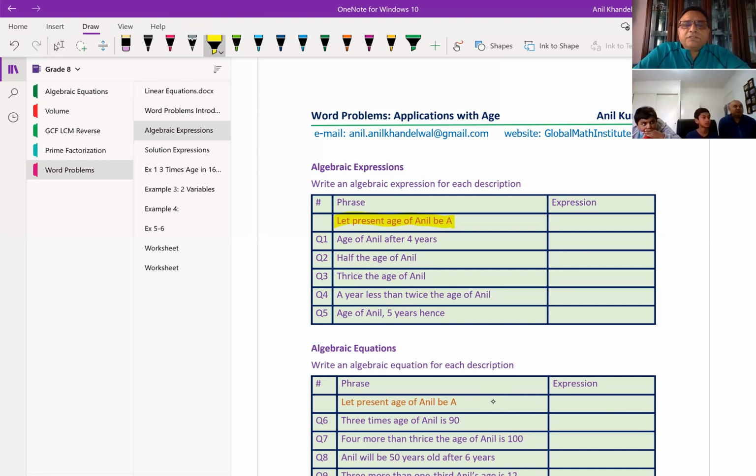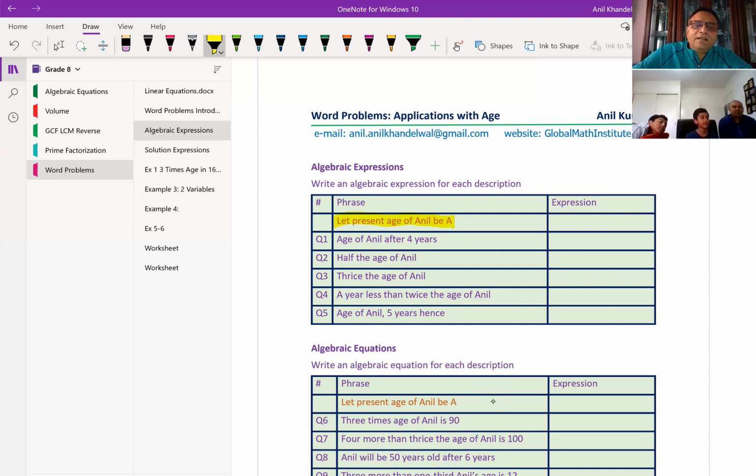There are 5 questions. Question number 1: age of Anil after 4 years. What will be the expression for this? A plus 4. Perfect. Half the age of Anil. A over 2 or A times 1 half. Correct. Thrice the age of Anil.